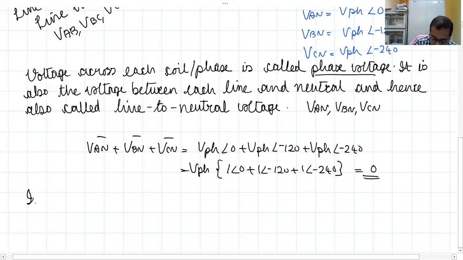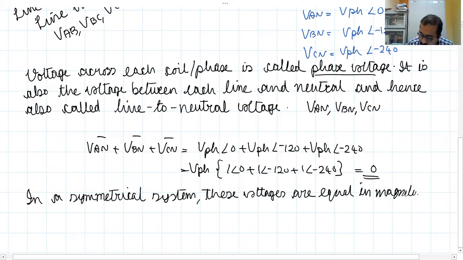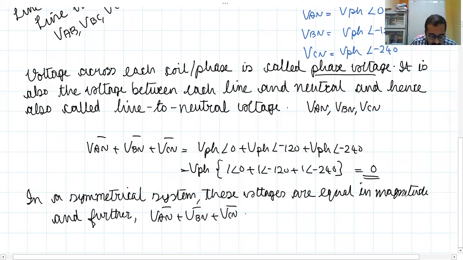In a symmetrical system, these voltages are equal in magnitude, and further VAN plus VBN plus VCN equals 0. Okay, that's about the phase voltage.